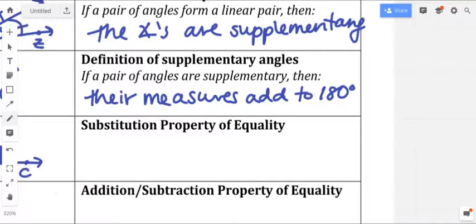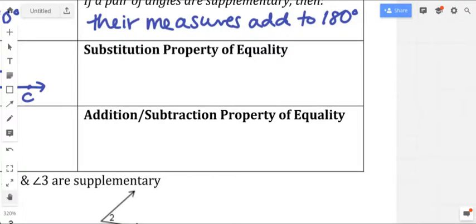Okay, so that's the definition of supplementary angles. Now the last two, the substitution property of equality and the addition and/or subtraction property of equality, are used in the same way we would use them in segment proofs. Remember substitution: we can replace whole angles or expressions for one another if we know they're equal. Addition or subtraction would be if we are adding or subtracting the same angle from both sides. So these are used in the same way as segment proofs.